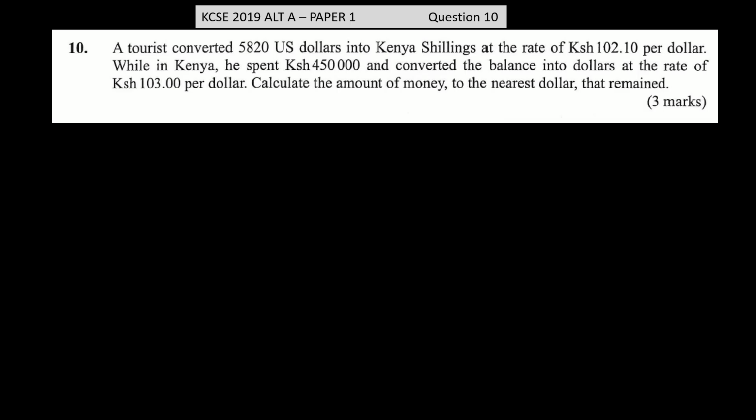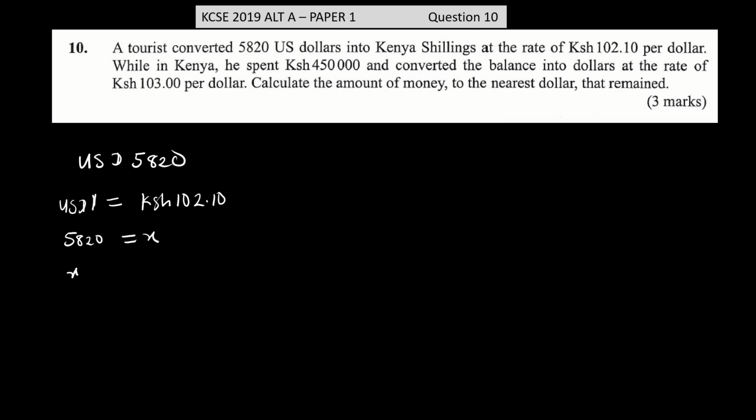The first part is, a tourist converted 5,820 US dollars. Let's convert this amount to Kenya shillings. From the question, we have that $1 will be equal to KSh 102.10. Therefore, 5,820 will be equal to x.